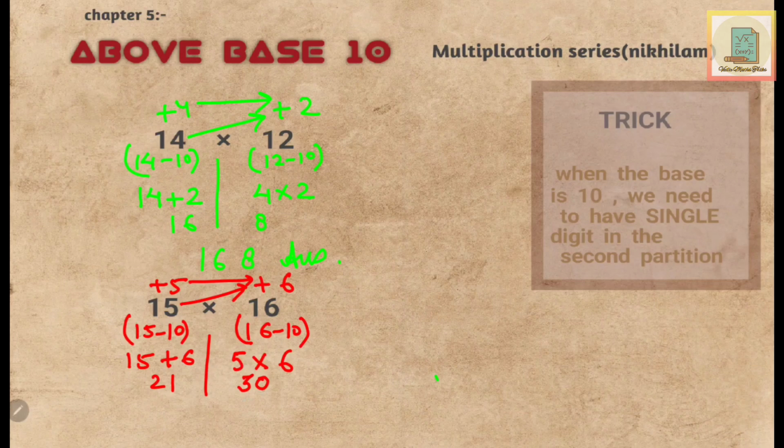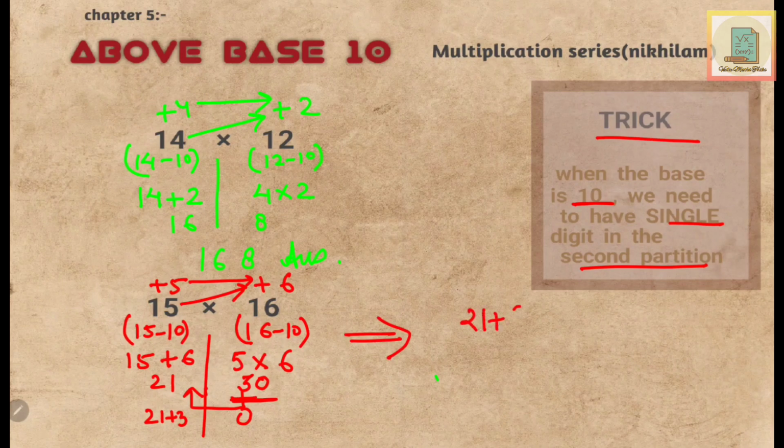Now in the second partition we have 2 digits over here. So the trick here is when the base is 10, we need to have single digit in the second partition, but here we have 2 digits. So we'll use the method called chain addition. So in this method, this 3 will go and add up here. So 21 plus 3, and in the second partition we get 0. So now 21 plus 3 gives you 24 and 0. So the answer is 240.